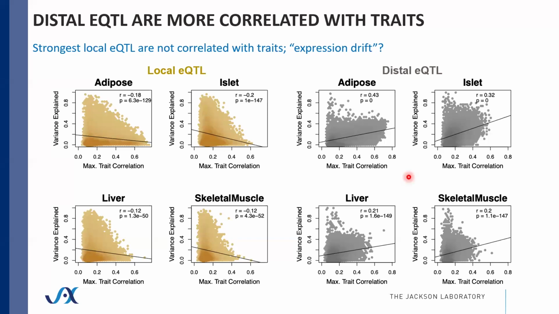So this was step one. I sort of think of this as like expression drift. There are a lot of genes that can move a lot due to local eQTL, and the system's buffered against that. You still get a liver, you still get adipose tissue, you still get a living mouse.